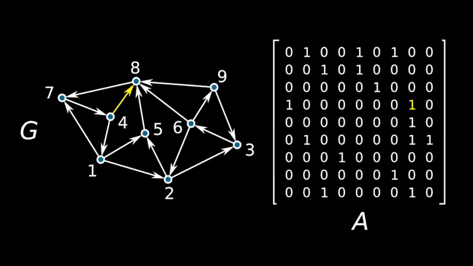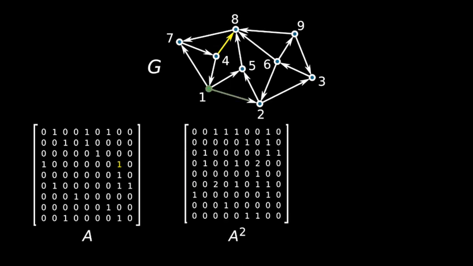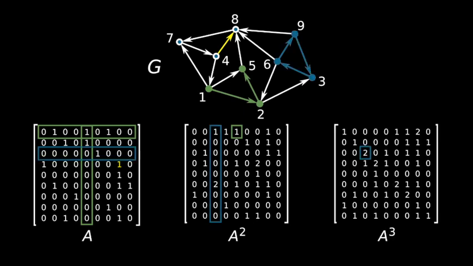Recall that there's a 1 in row 4 and column 8 in A because G has an edge from 4 to 8. Consequently, the square of A accounts for the walks of length 2 in G. For instance, the green walk from 1 to 5 via 2 leads to a 1 in row 1, column 5 of A squared, which is the dot product between row 1 and column 5 in A.